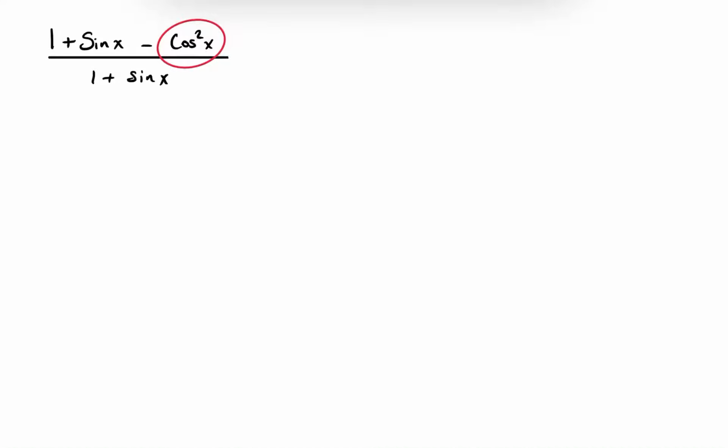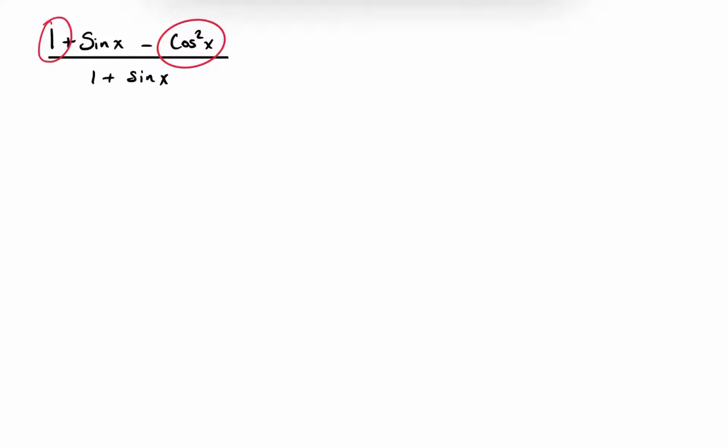Today we're going to take a look at how to simplify this trigonometric identity, or basically fraction. Firstly, I've circled the cosine square of x because I'd like you to pay attention to that. There's a 1 and a cosine square of x.